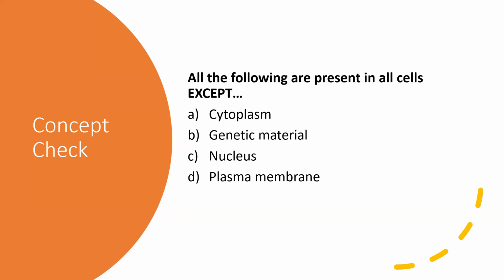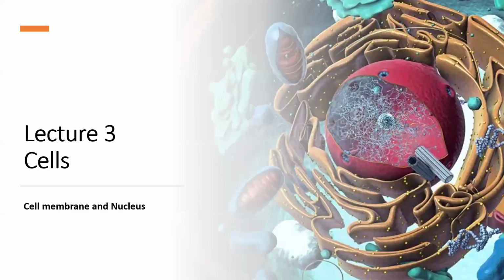How about here? This one should be pretty straightforward. Good, very good. Okay. They have the cytoplasm, they have genetic material and the membrane, but the nucleus, which we haven't talked about, is not necessarily present in all cells. All right, cell membrane and the nucleus.